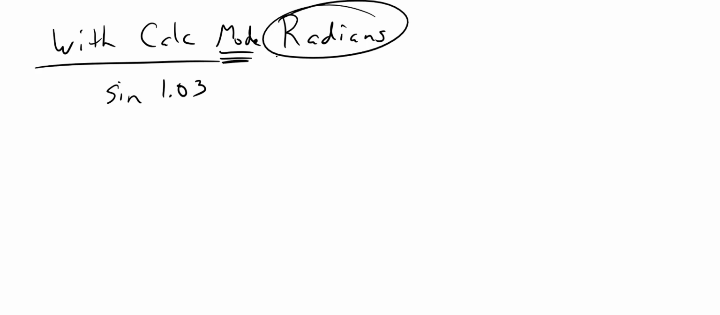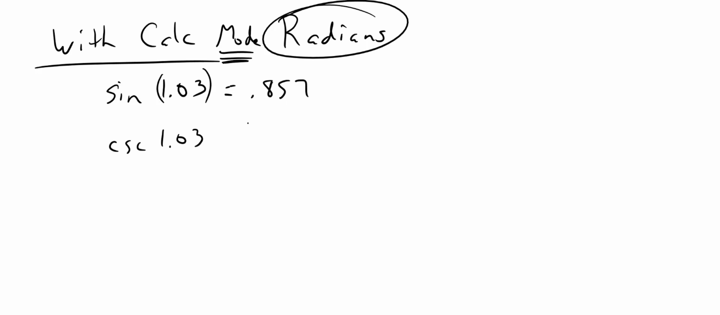So how do you do this? You literally type in sine, and then it's going to give you a parenthesis. Make sure you close the parenthesis, just good habit, and you hit enter, and you get 0.857. Pretty easy. Now, let's do cosecant of 1.03.